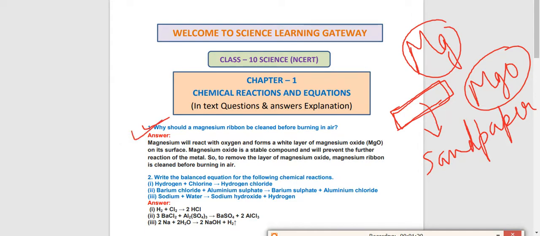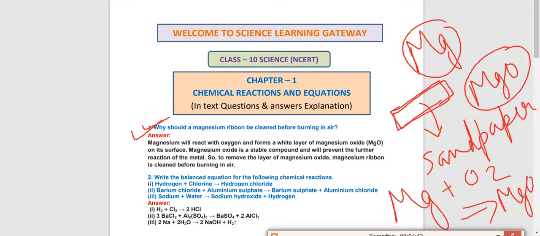Magnesium will react with oxygen and form a white layer of magnesium oxide on its surface. What will magnesium do? Magnesium will combine with oxygen and they will form a white layer of magnesium oxide on the surface of the magnesium ribbon. Magnesium oxide is a very stable compound and it will prevent the further oxidation of the magnesium metal. So to remove the layer of magnesium oxide, the magnesium ribbon is cleaned before burning in air.